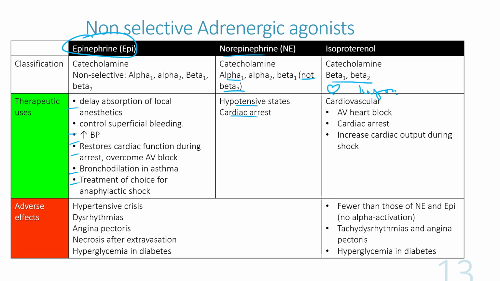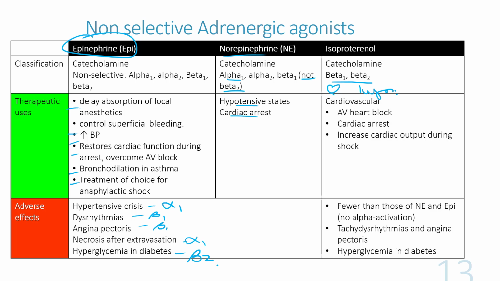In terms of adverse effects, you can see over here, these are effects that are due to activation of alpha-1, such as hypertensive crisis. Dysrhythmia and angina are effects of beta-1 on the heart. Necrosis after activation is from alpha-1. Hyperglycemia is an effect of beta-2, right? Although hyperglycemia is not really seen with norepinephrine.